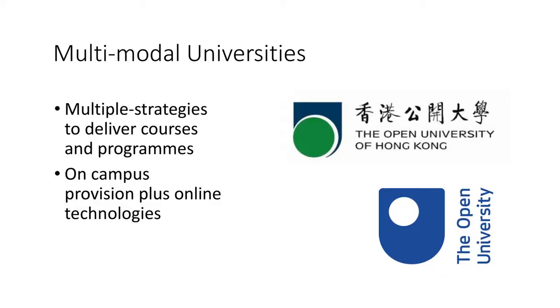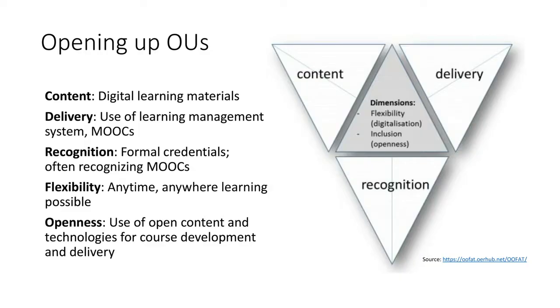The Open University of Hong Kong is an example of an emerging model that uses multiple strategies to open up education, including initiating campus provision. They've started face-to-face classes and offering MOOCs. Each model demonstrates a response to the needs of a particular context at a particular time. However, all models have five elements in common. These are content, delivery, recognition of qualifications, flexibility, and openness.